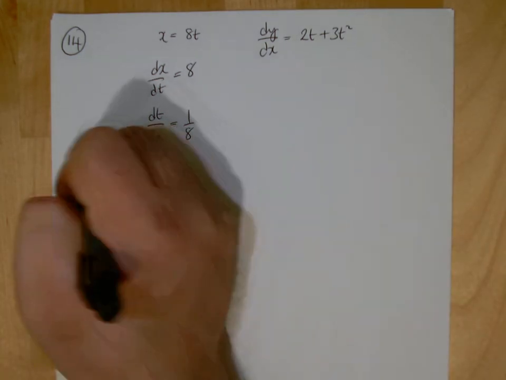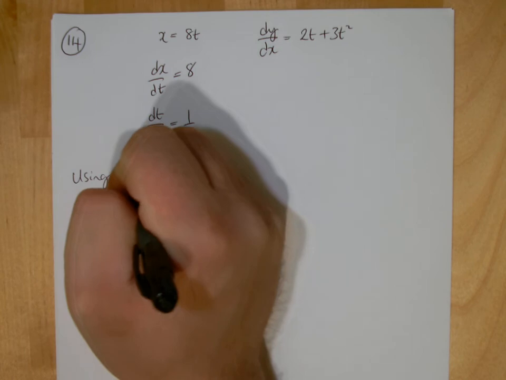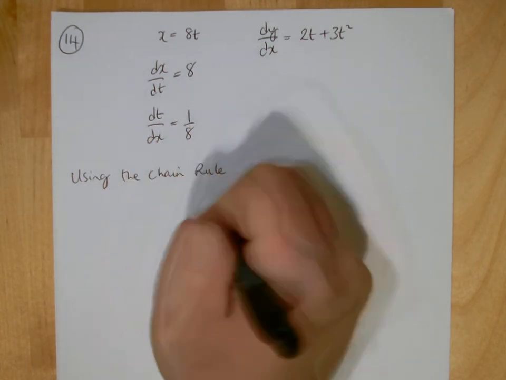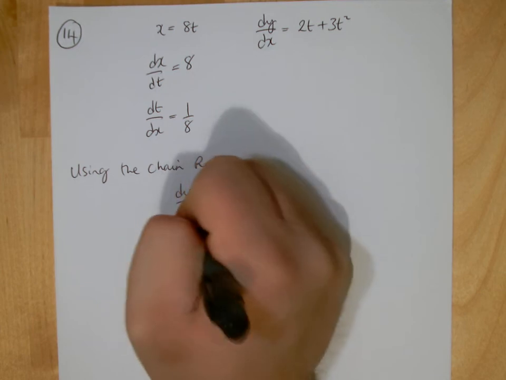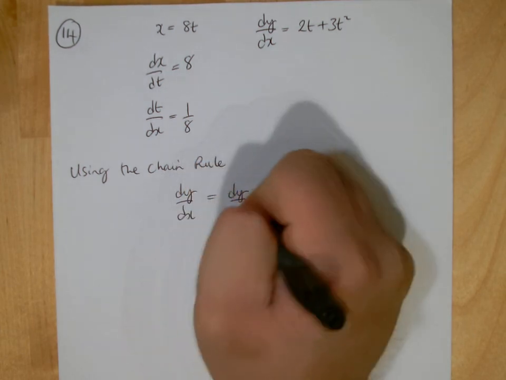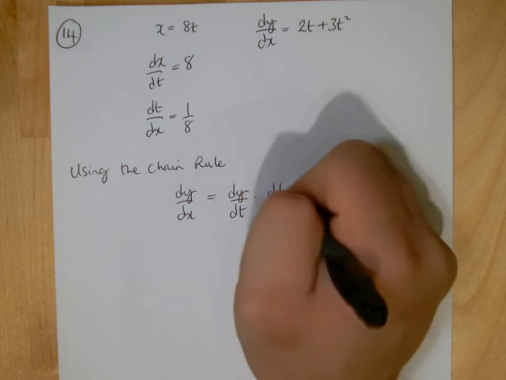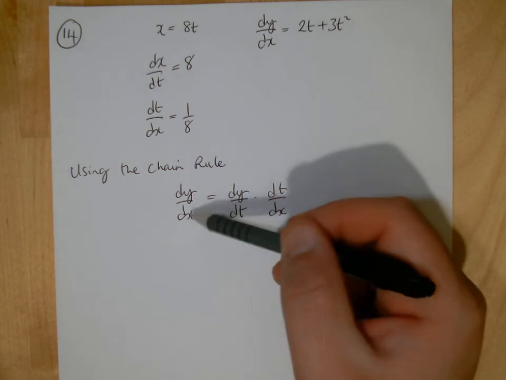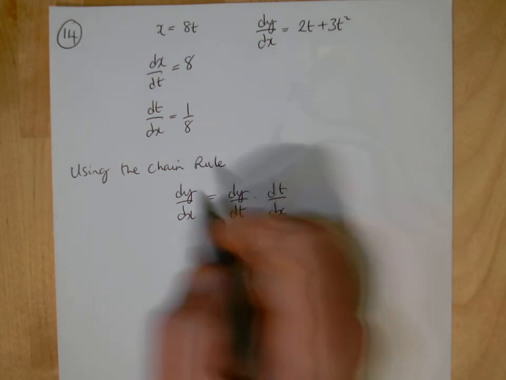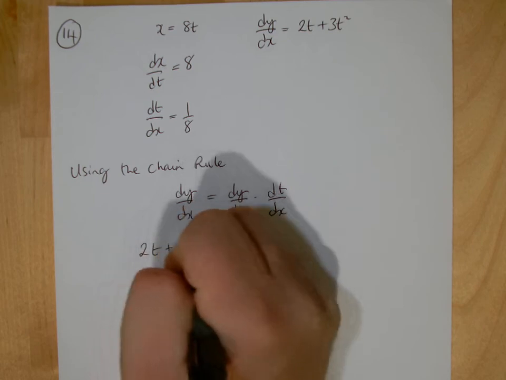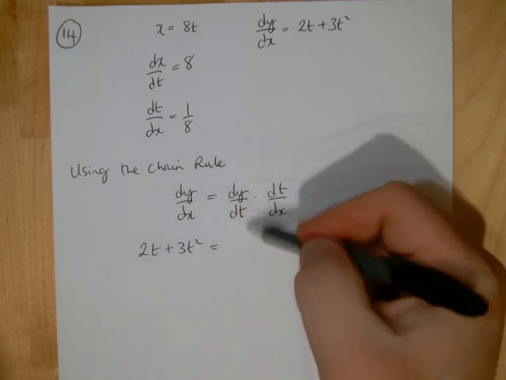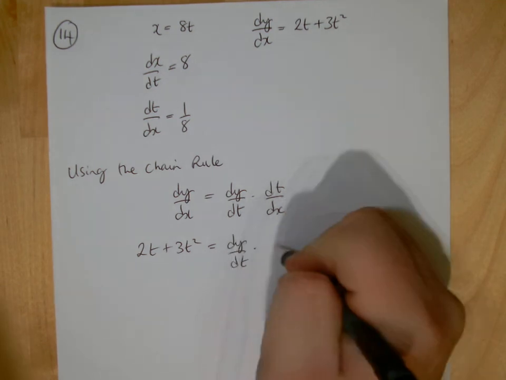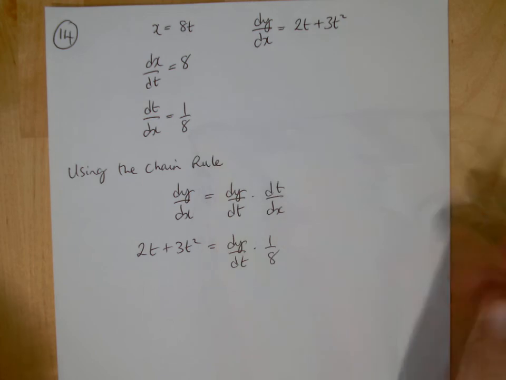So what I'm going to do is go to what I normally do next, using the chain rule, and express the chain rule. So dy/dx, dy on top, so that's dy/dt, and dx on bottom, so dt/dx. Well, I know dy/dx is 2t plus 3t squared, so I can sub that in. dy/dt is what I don't know, so I'm going to have to leave that. But I know dt/dx is 1/8, from there.